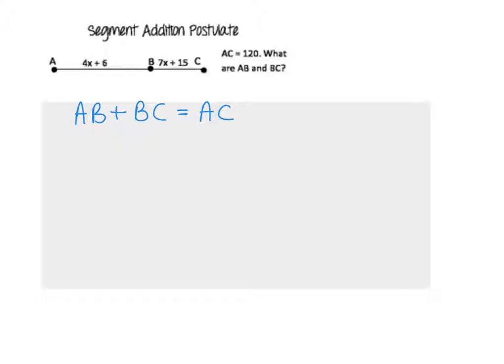Okay, and this is kind of yes and no, this is correct, but I'm just going to go ahead and draw those lines so you practice that segment notation. So now if we set up an equation, AB is 4x plus 6 plus BC is 7x plus 15. And if we read the problem, it tells me that AC is 120, so I'm going to set that equal to 120.